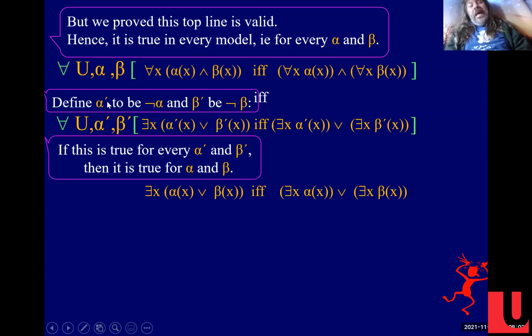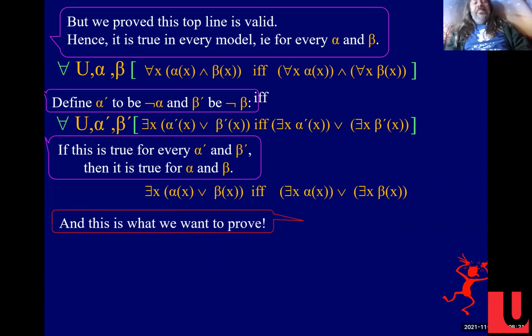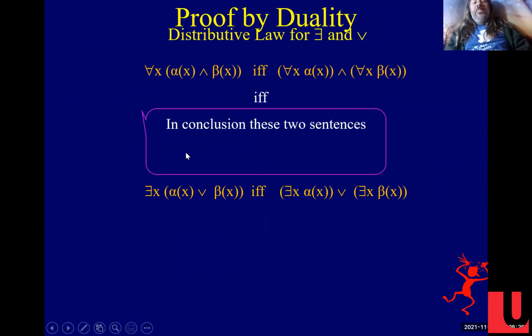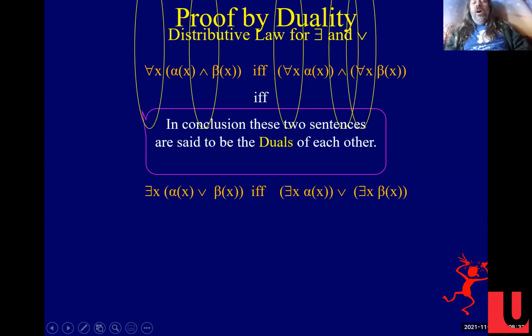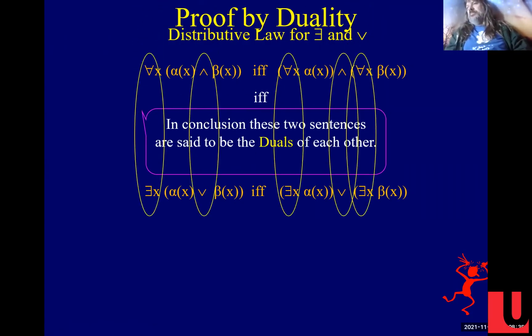any alpha and beta. And then what was our alpha prime, right? We define it like that. So that'll make this one true for any of those. And now if this is true for any alpha prime and beta prime, well, then it's true for alpha and beta, right? Does that make sense? And that gives us what we want to prove, right? And these two sentences look very different, but we're going to call them the duals of each other, all right?